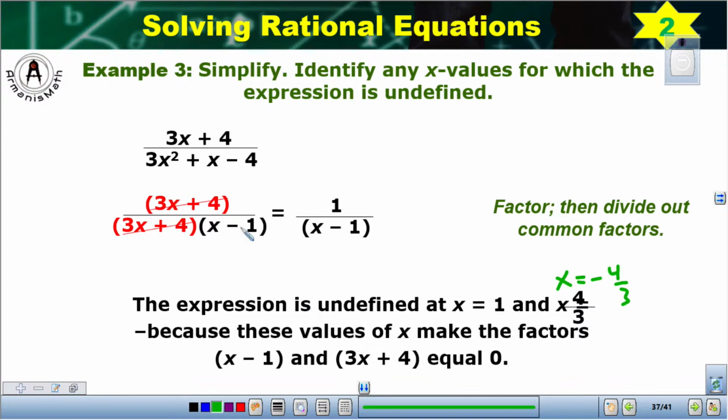If you put, for example, 1 here, that's going to make this factor 0. 0 times anything is 0. Uh-oh, that's not good, because you're going to end up with something like that. If you put 1, that's what you're going to get. If you also put negative 4 thirds here, you will end up with a zero, which again is going to give you that. So be careful. Even though they look fine, you have to exclude them from your solution.